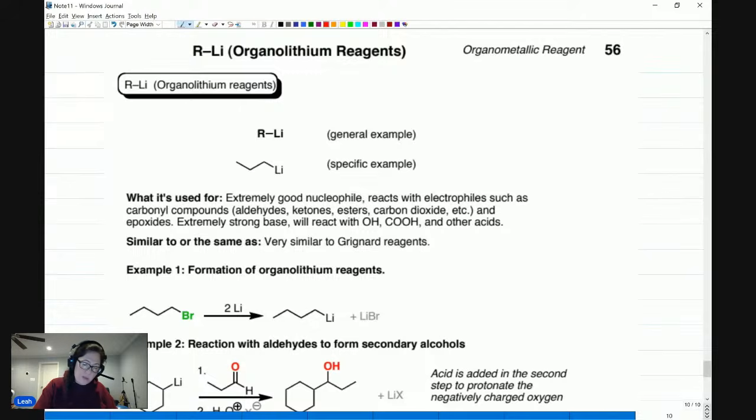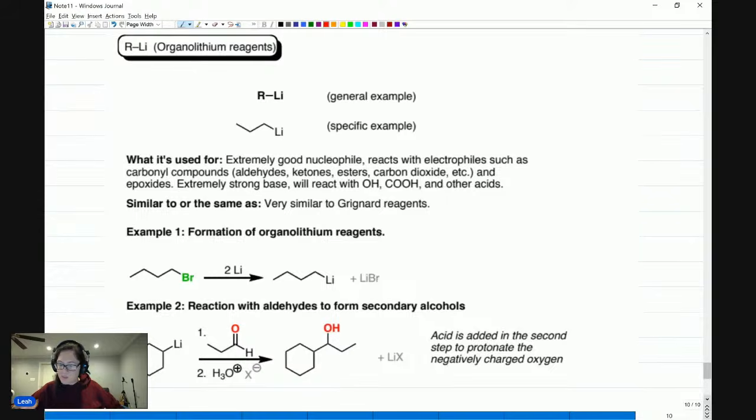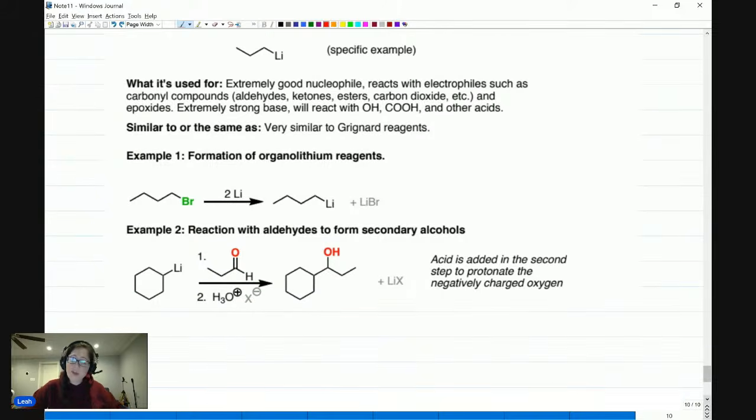For example, with organolithium reagents, this is what you can expect for all the different reactions in the guide. You have an overview of the reagent. You have the general format, RLi, and a specific example. Then he's showing you what it is used for. It's an extremely good nucleophile, reacts with electrophiles, and gives you an overview of the different classes. Wow, I keep crossing it out instead of underlining. And then he's also helping you make connections. So this isn't just rote memorization. This is, hey, let me understand. It's very similar to Grignards, and here are some examples.